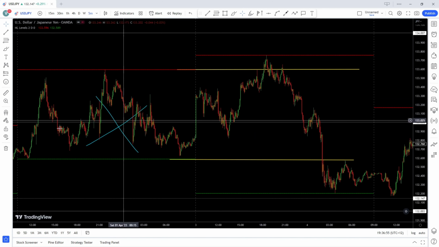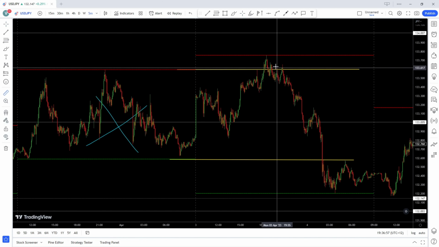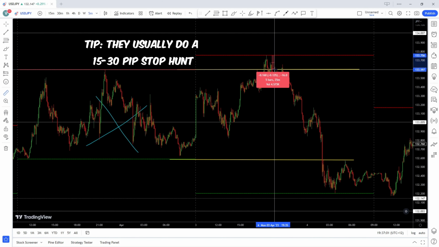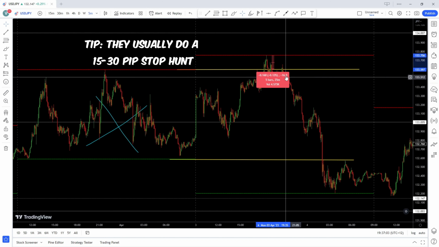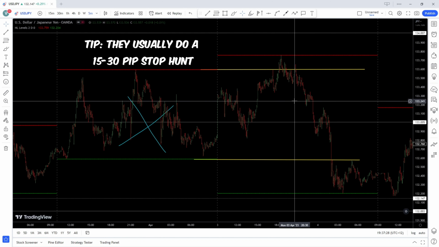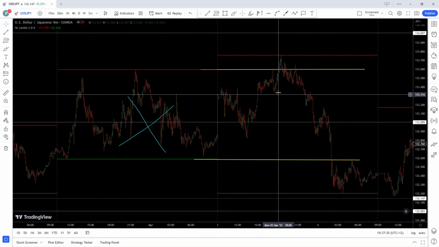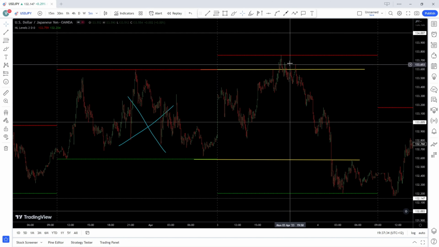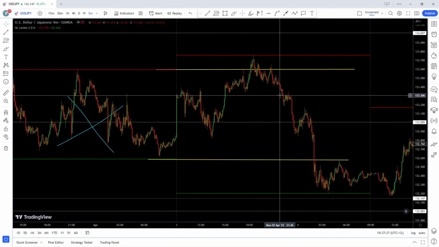As you can see over here, the market makers basically do a 16 or 17 pip stop hunt. As you can see, a 16. So when there is a breakout, what's normally happening is the market makers are triggering breakout traders, but they're also doing a stop hunt, and that stop hunt is usually 20 pips.